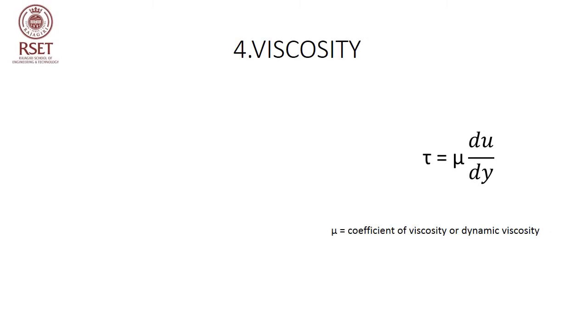Okay, so as I already explained, viscosity can be defined from Newton's law of viscosity, where the shear stress is equal to mu into dou u by dou y, where mu is the coefficient of viscosity or dynamic viscosity. We will explain it in detail, we will just explain it once again.